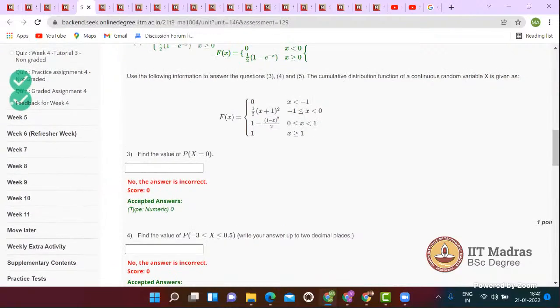Okay, third. See, this is a continuous random variable, right? So for a continuous random variable, at any point we'll have the probability as 0.